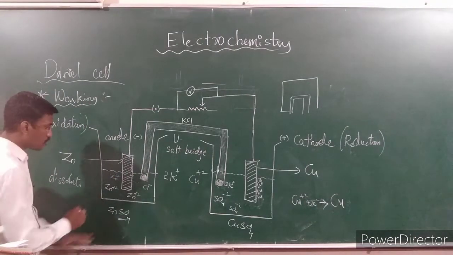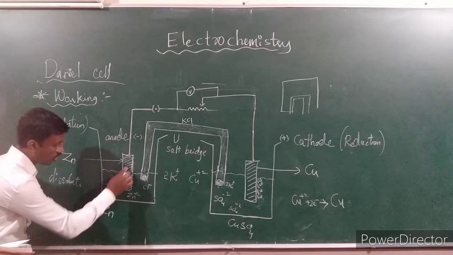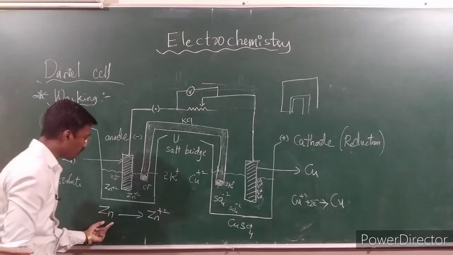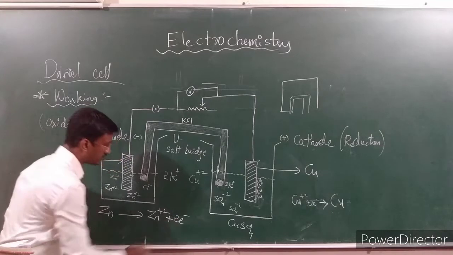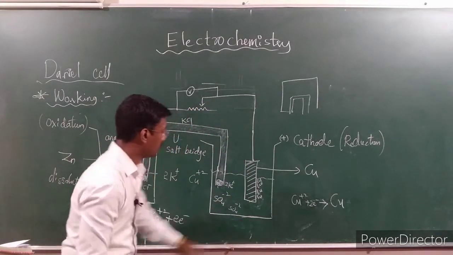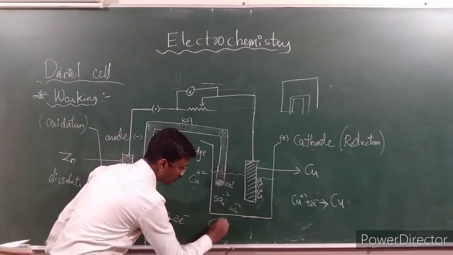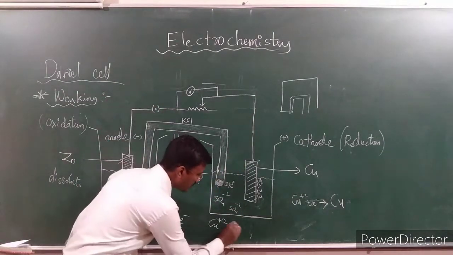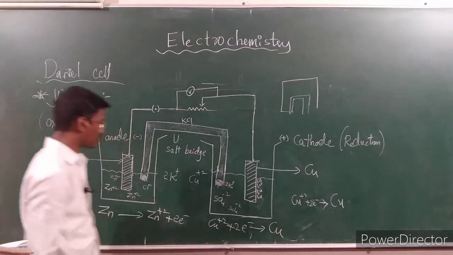Here, I said zinc undergoes oxidation. The zinc rod is going to dissolve in the solution to form zinc +2 by loss of 2 electrons. The 2 electrons will be coming here, and for that reason copper here is going to deposit. Copper, initially with a +2 charge, is going to receive 2 electrons. After receiving the 2 electrons, the copper is neutralized. Copper becomes copper 0.